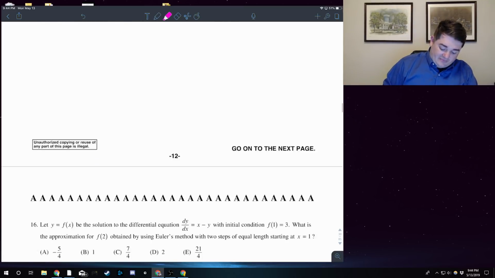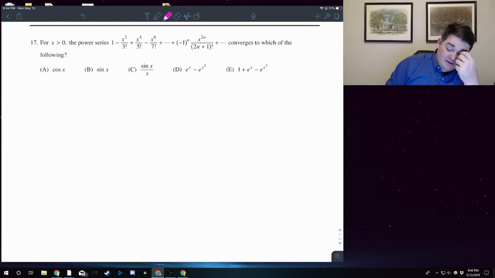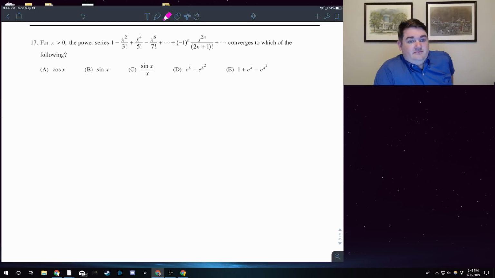All right, keep moving. Euler's method, POG 17. This power series converges to which of the following? So, let's look at the answer choices here. I like this problem, but it's one that can be difficult.